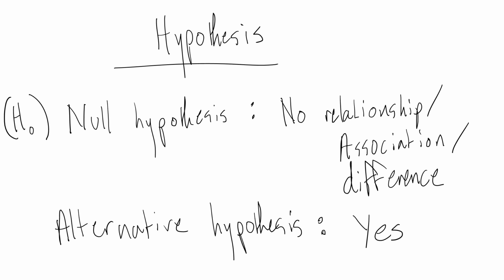The null hypothesis is symbolized with an H and a 0 subscript. The alternative hypothesis is symbolized with an H and an A subscript for alternative.